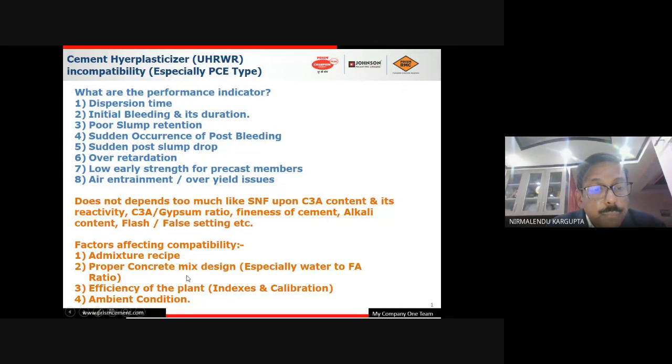Ambient condition is also there: how much temperature is there, whether the mixer drum is wrapped with Hessian cloth or not, whether we are maintaining the temperature of concrete or something like that. This could be a compatibility issue. So these are the overall compatibility issues. Now we will discuss all these points.